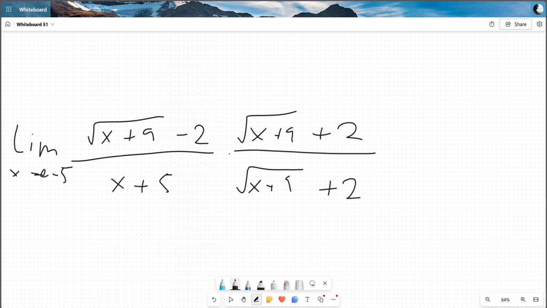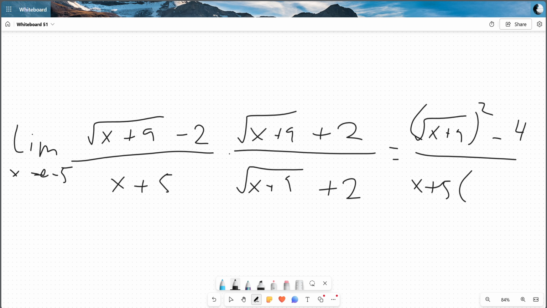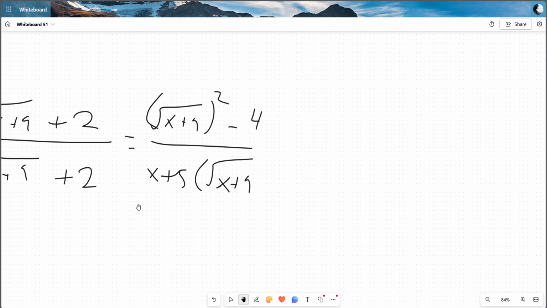But now we can use that identity to change the top. This is just going to be the square root of x plus 9 whole squared minus 2 squared, which is 4, divided by x plus 5 times the square root of x plus 9 plus 2. Right?